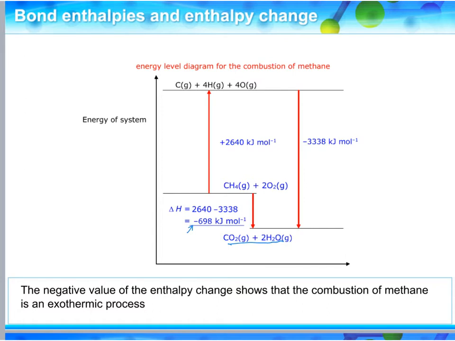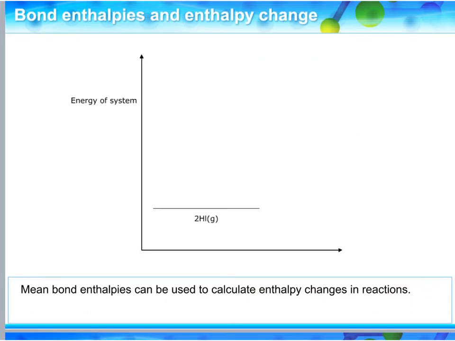So in general, the enthalpy change for a chemical reaction is the sum of the bond enthalpies of the bonds broken minus the sum of the bond enthalpies of the bonds made. Let's look at a different example now.